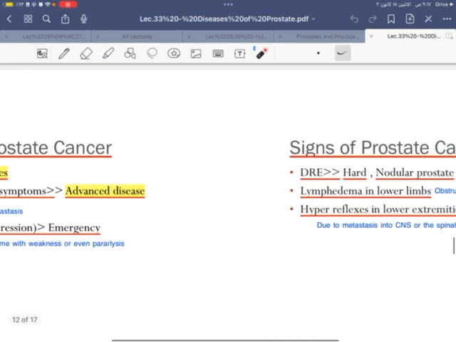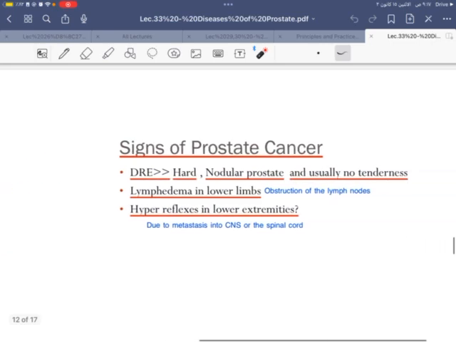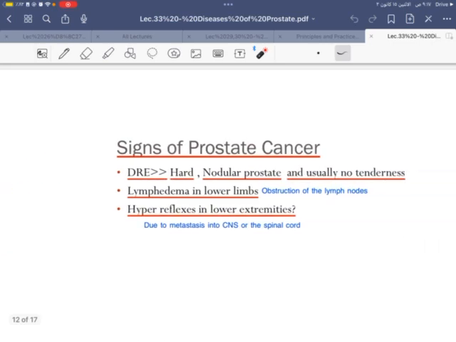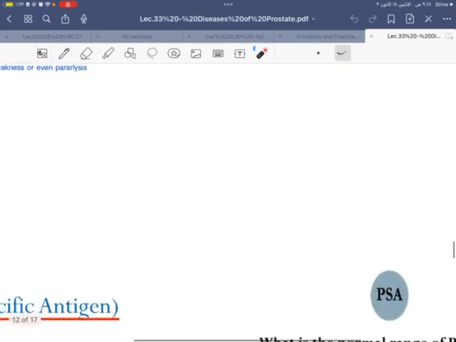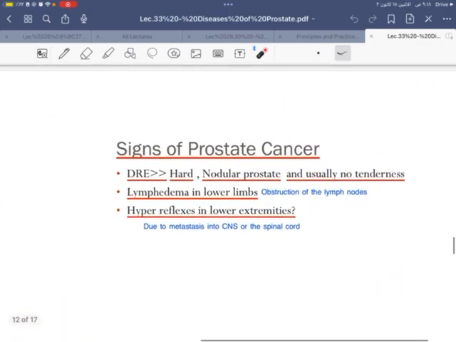Signs of prostate cancer: digital examination for your patient. What you can palpate is a hard prostate, nodular, loss of the median sulcus, irregularity of the prostate. All of these signs are indicative of prostate cancer. Of course, we may see lymphedema in the legs, indicating that prostate cancer has metastasized to the lymph nodes, causing blockage of those lymph nodes. Hyperreflexia of the lower extremities if there is a metastasis in the spinal cord. Okay.